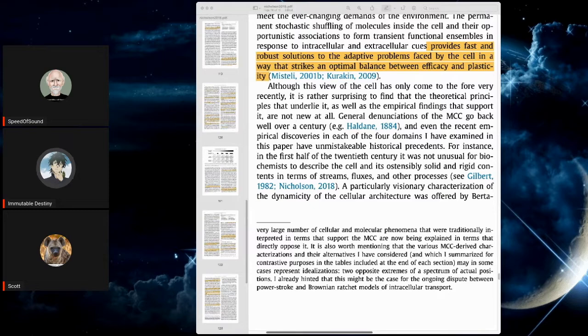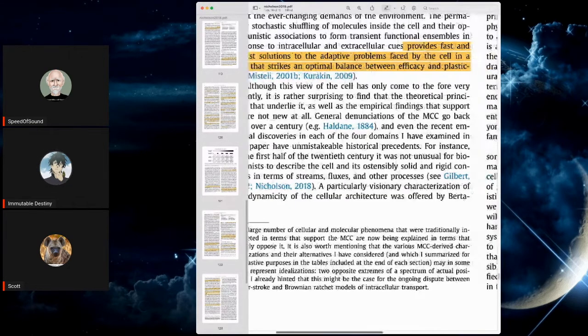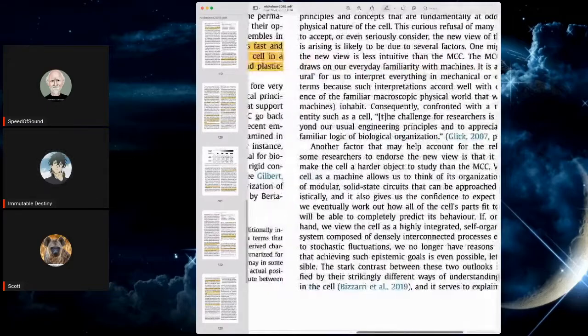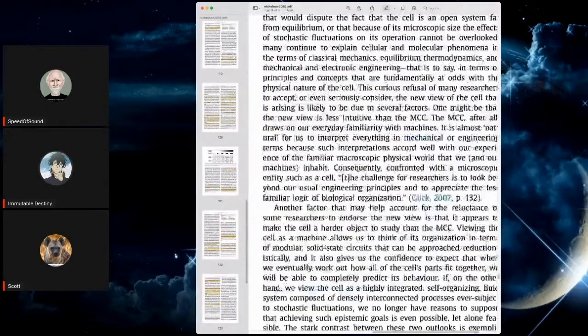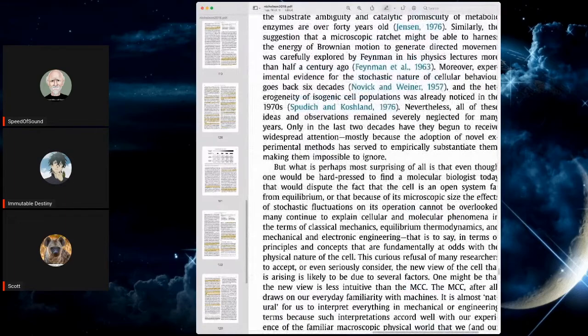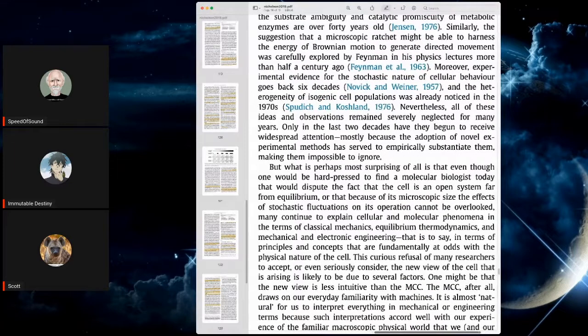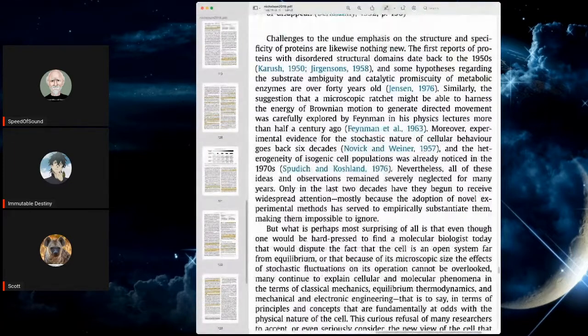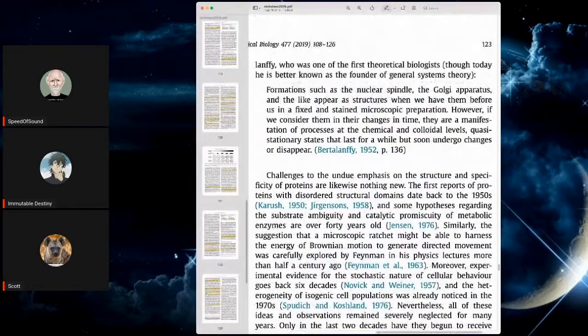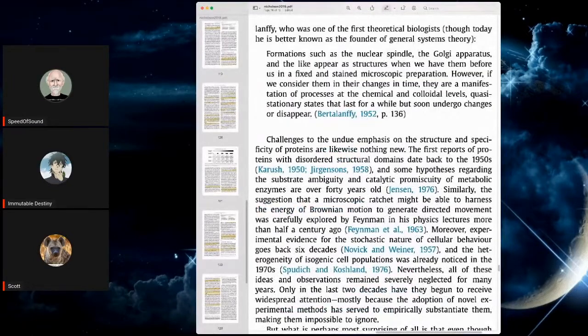A particularly visionary characterization of the dynamicity of the cellular architecture was offered by Bertalanffy, who is one of the first theoretical biologists, though today he is better known as the founder of general systems theory.